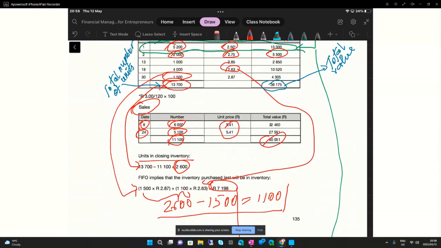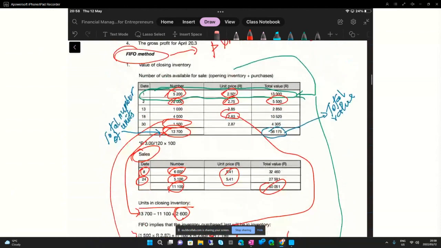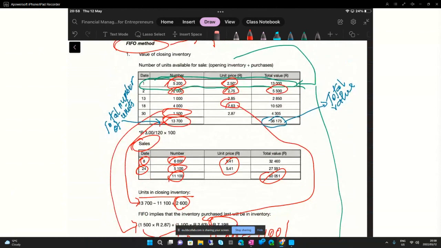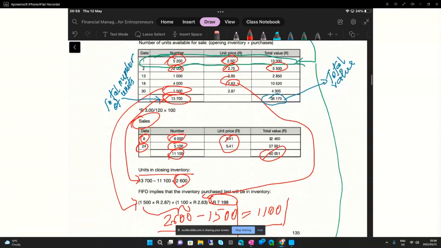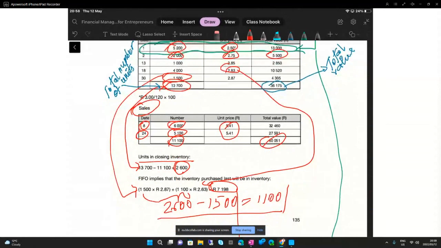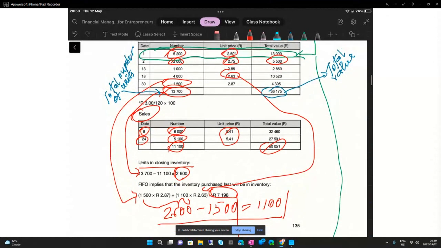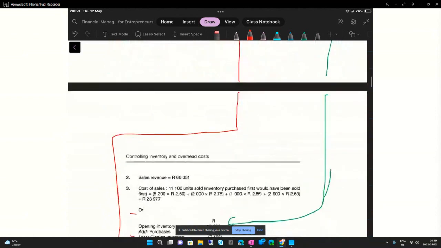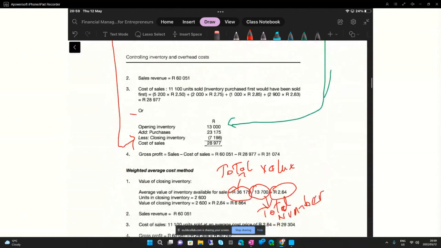So the problem is not that. The problem is how do we now, what cost do we use? Because it's FIFO, first in, first out. So we need to find for this 2,600, which is 1,500 plus 1,100. Where is the 1,100 coming from, and where is the 1,500 coming from?